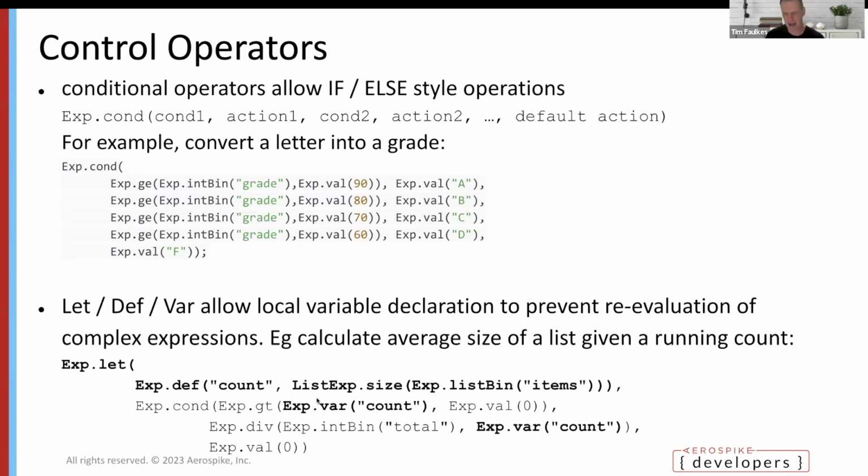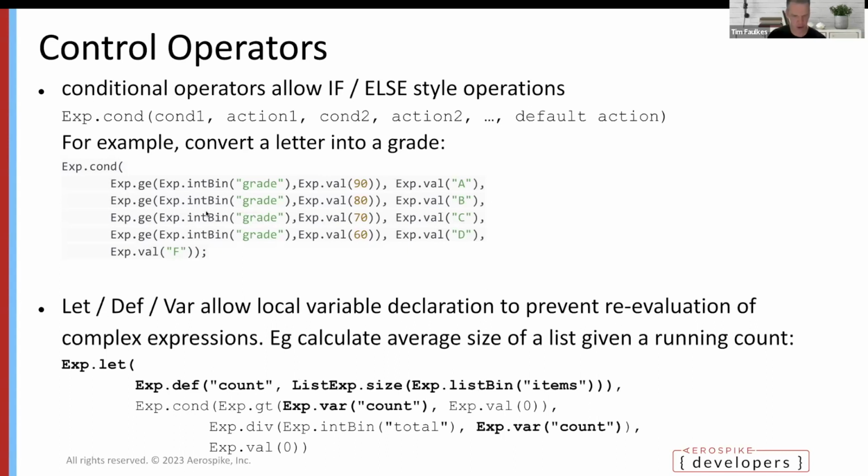Now, I could evaluate this each time. And you can see here that I'm using that expression, exp.var count, twice. I could copy this expression and put it there, but first it becomes more unwieldy. And secondly, it's less efficient. Aerospike would evaluate that twice, but I already know the answer. So using this syntax allows count to be a local variable, which is the number of items in the bin, and then my expression becomes quite readable.